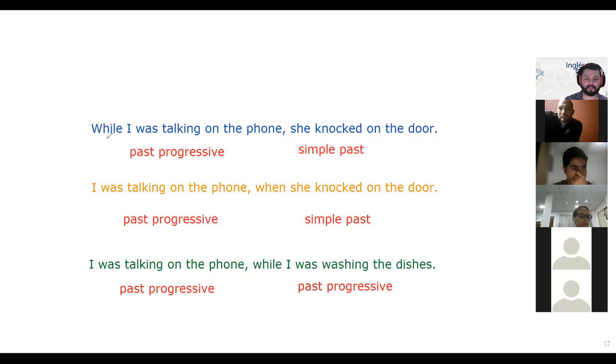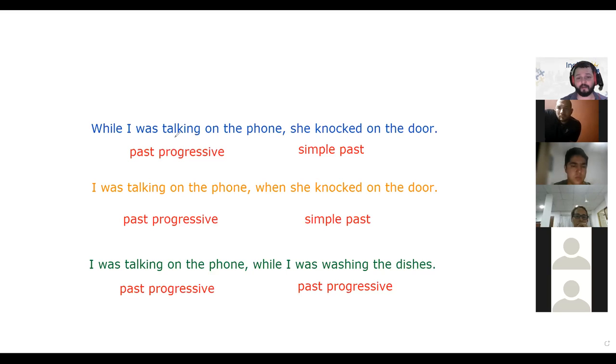But I want you to notice, guys, that while and when can be used differently, right? Now, the only thing that you're going to notice here, guys, is that if I say, while I was talking on the phone, she knocked on the door, all right? Is this a continuous two actions at the same time, or is this an interrupted action, guys? Continue the action. In the same time? Okay, while I was talking on the phone, she knocked on the door. That is an interrupted action, guys. Remember? So don't get confused with that, guys, okay?